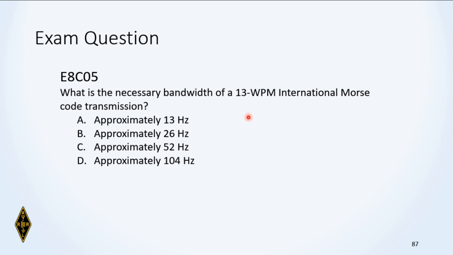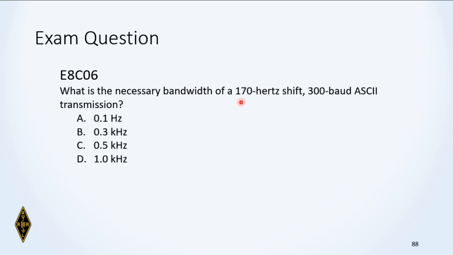What is the necessary bandwidth of a 13 word per minute Morse code transmission? You may remember that. Multiply 13 times 4 to get it if you didn't. Bandwidth of 170 hertz shift, 300 baud ASCII transmission. And how would we do that? 4 times what? It's the shift, right? It's the item that we're shifting. So 4 times 170, what does that work out to? It's okay to use your calculator. It works out, I think, at 680, which is closest to C, 0.5 kilohertz.